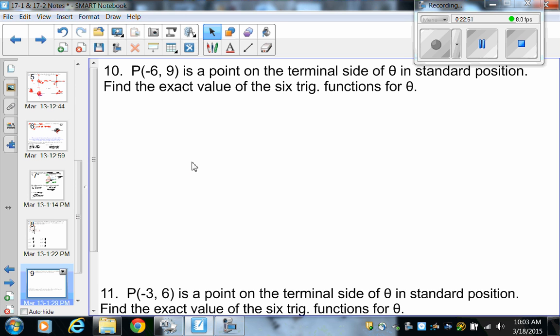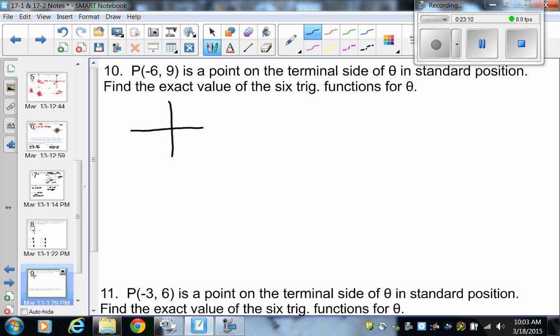So example 10 says that point P at negative 6, 9 is a point on the terminal side of theta in standard position. Find the exact value of the 6 trig functions for theta. So what we're really looking at here is if I went negative 6 this way and then up 9, that should be a right triangle. We'd have a right angle right here. Here's our point P, and this would be r, and this is now theta.